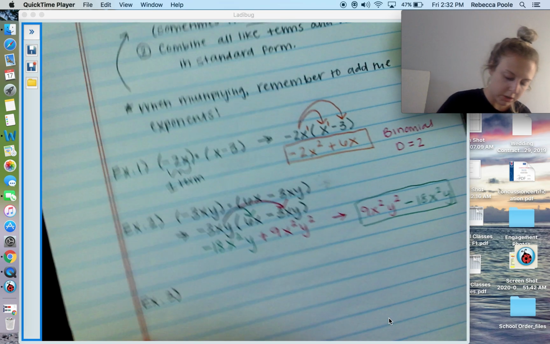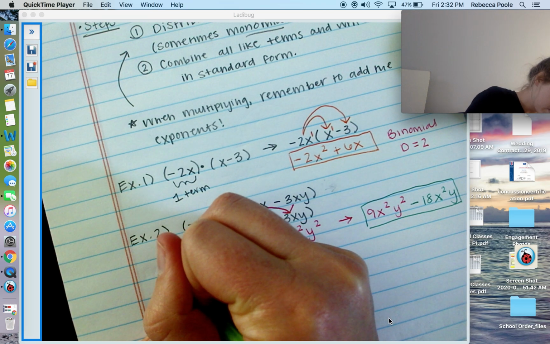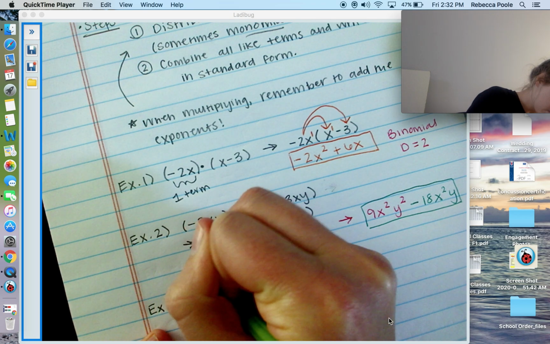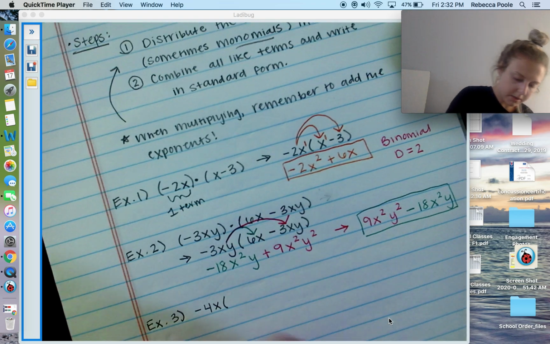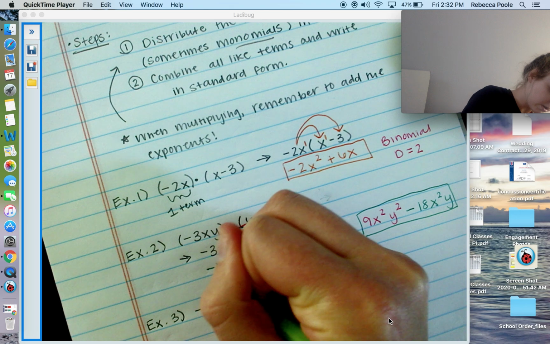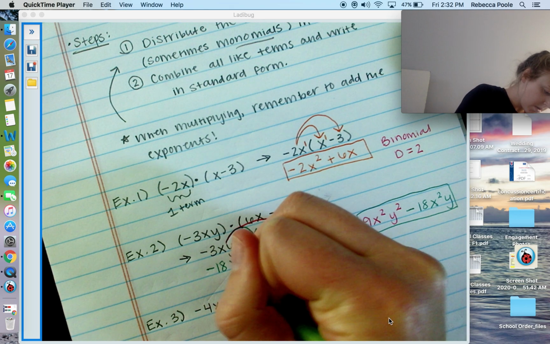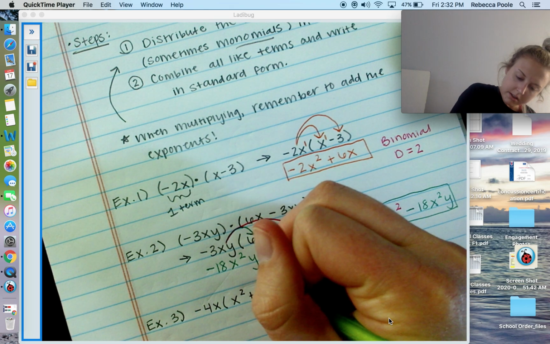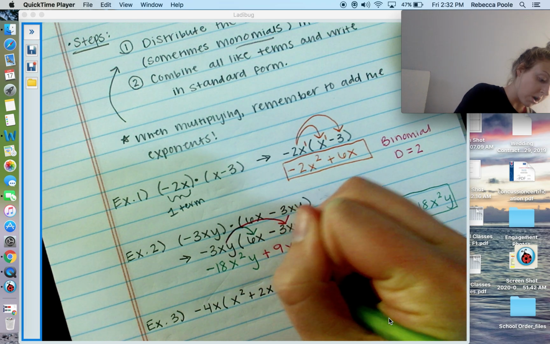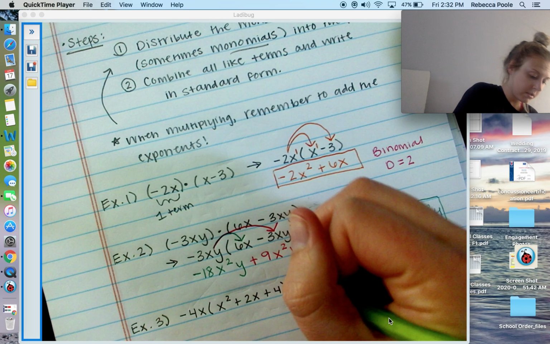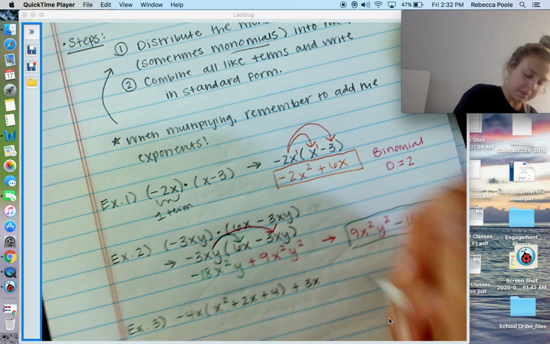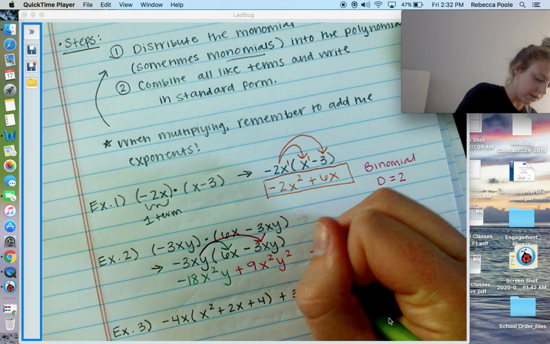Let's do this one, it will be a good one to do. X squared plus 2x plus 4. Make sure you are copying this down with me. Some of y'all are going to be in trouble when we do that virtual notebook check.